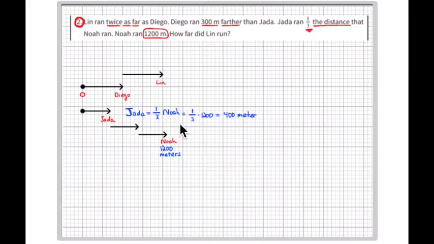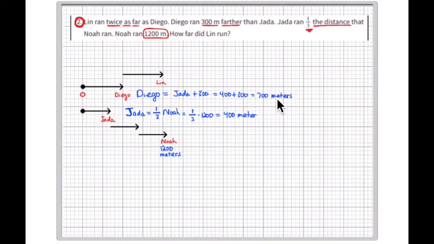So Jada ran 1/3 the distance that Noah ran. Noah ran 1,200 meters, so that's 1/3 of 1,200 meters. So how far did Jada run? She ran 400 meters. So this is 400. Well, that's 300 meters less than Diego. So if I add that 300 meters back to Jada's run, I know that Diego ran 700 meters. Jada plus 300 is 400 plus 300 equals 700 meters.